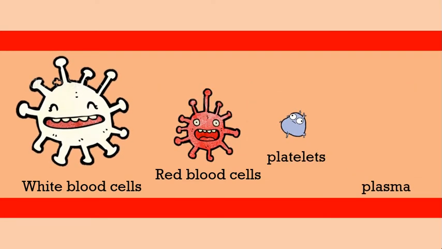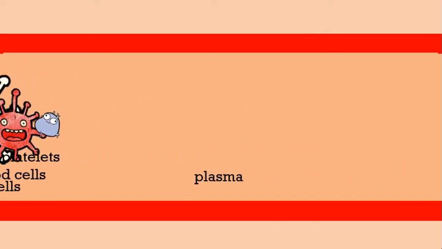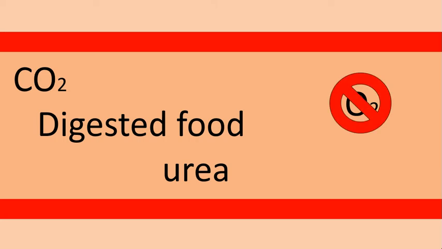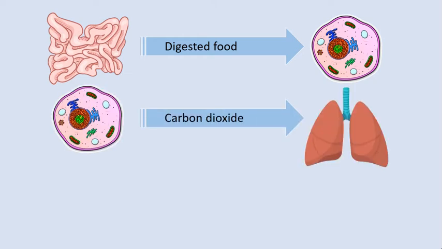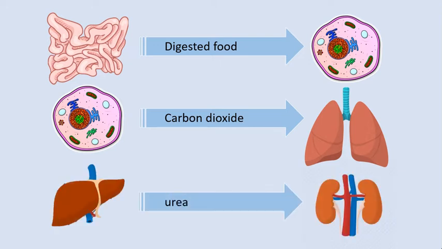First, let's talk about plasma. Plasma is the watery liquid that makes up the blood. Plasma transports many substances such as carbon dioxide, digested food, and urea. Plasma does not transport oxygen. Plasma transports digested food from the small intestine to all cells, carbon dioxide from respiring cells to the lungs, and urea from the liver to the kidneys.